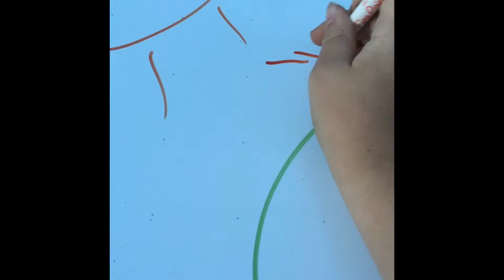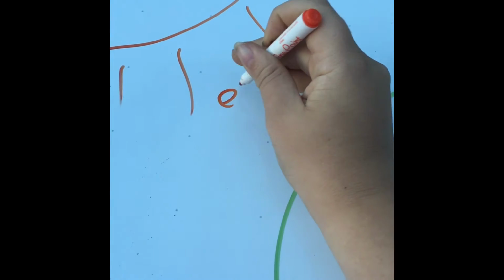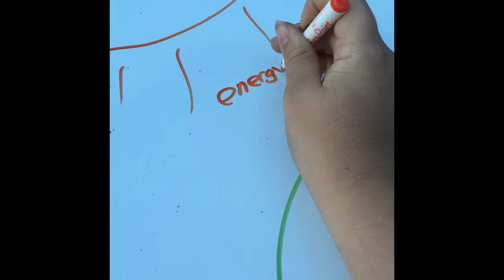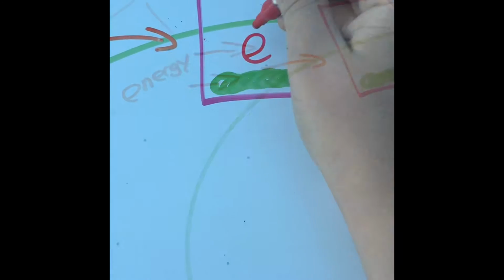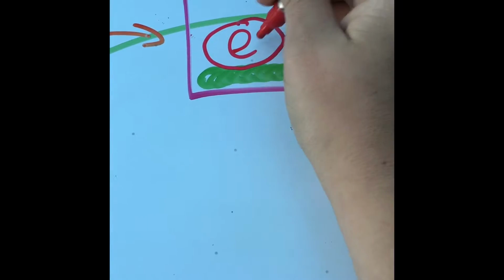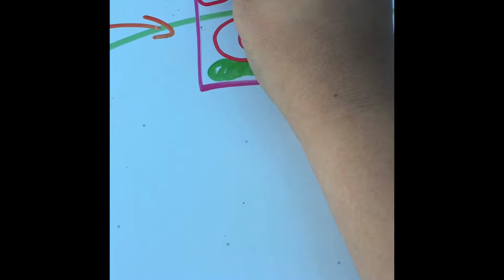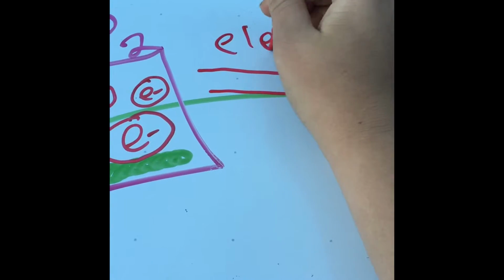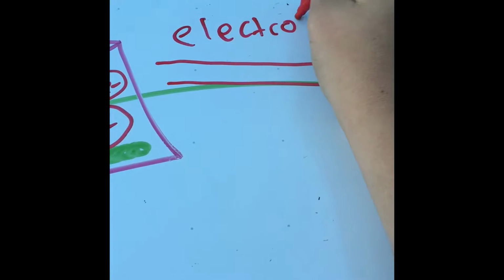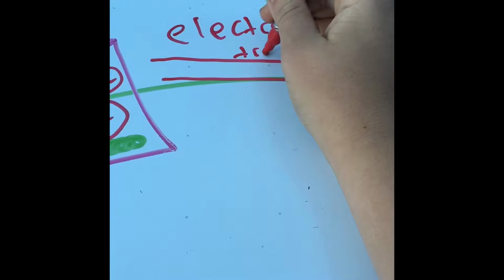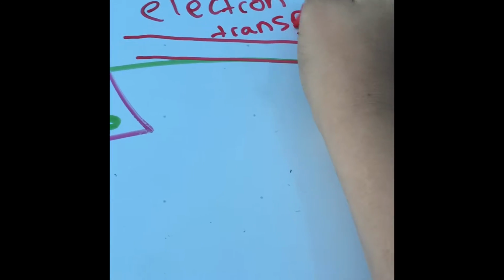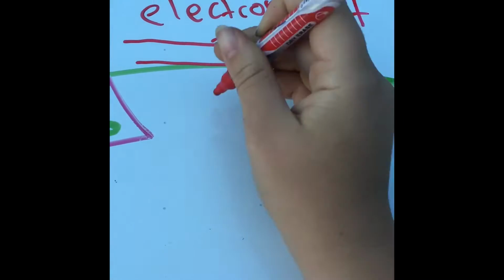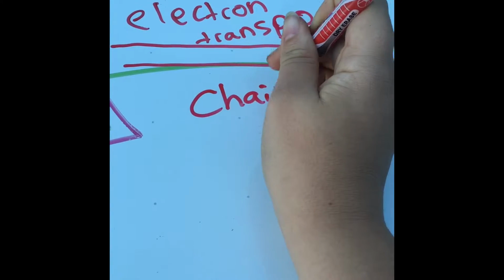Back to the granum. The sun's energy comes in and hits photosystem 2. Now the sun's energy excites the electrons in the chlorophyll in photosystem 2, and they become loose. And since they are excited, they travel in what is called the electron transport chain. This chain is important, and we will be coming back to it later.